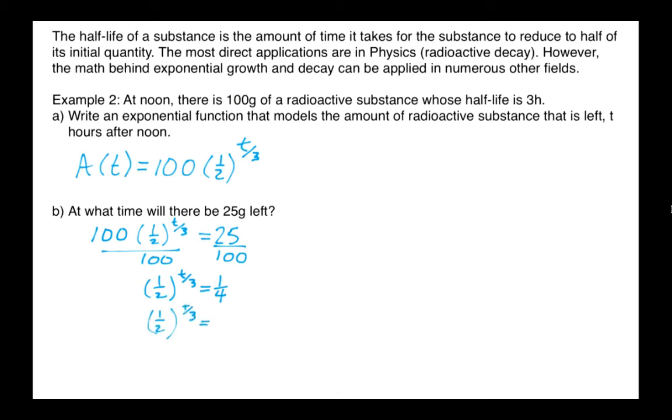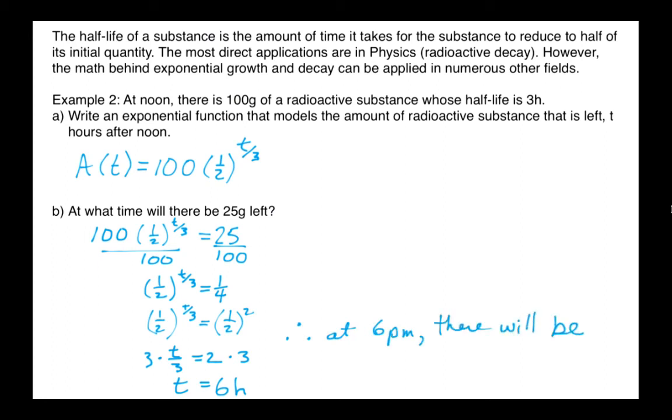So I'm going to write the 1/4 as a half squared. And then I'm going to say, okay, now I can see they have the same base, so therefore the exponents must be the same. I'm going to equate those two exponents, and I'm going to solve the resulting equation by multiplying both sides by 3, and I get t equals 6, and this is time, so it's 6 hours.